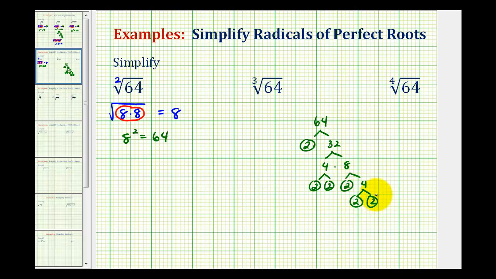So going back to our first example, we could write the square root of 64 as the square root of 6 factors of 2. And again, every time we have two equal factors, we do have a perfect square factor. So here's 2 twos, here's 2 twos, and here's 2 twos. So when we take the square root of this, this will simplify to 1 factor of 2 from this group, 1 factor of 2 from this group, and 1 factor of 2 from this group, and 2 times 2 times 2 is equal to 8, another way of obtaining the square root of 64.